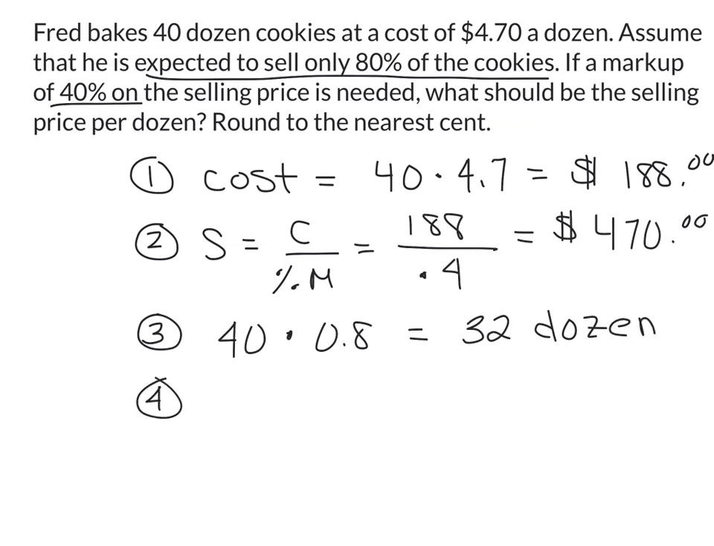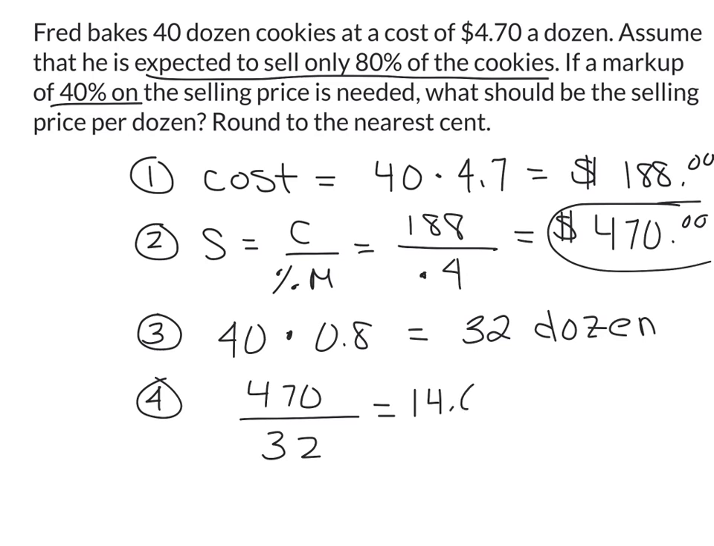Finally, we'll compute the price per dozen by taking the total revenue, or the selling price of all cookies, which is $470, and dividing it by the number of cookies to be sold, which is 32. So $470 divided by 32 gives us a value of 14.6875, and we'll round that to the nearest cent.